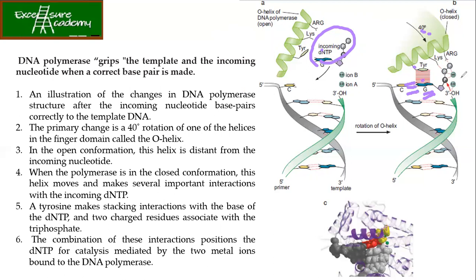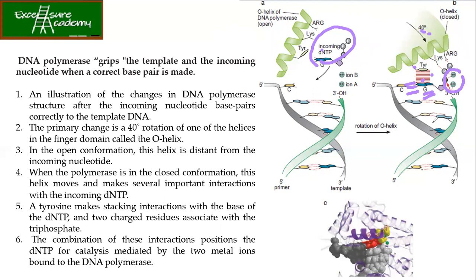Then what do we see? These metal ions are also making the interaction, as well as later what is going to happen? It is going to make the nucleophilic attack. So everything we have studied until now, just combined together. Okay. So the combination of these interaction positions the dNTP for catalysis mediated by the two metal ions bound to the DNA polymerase. So guys, this is really very important.